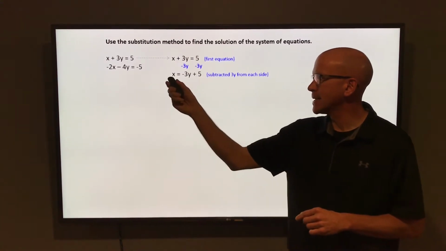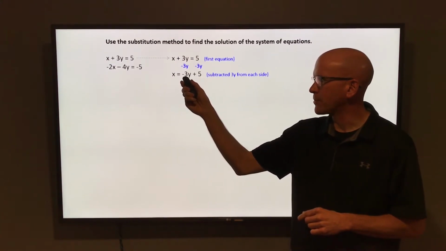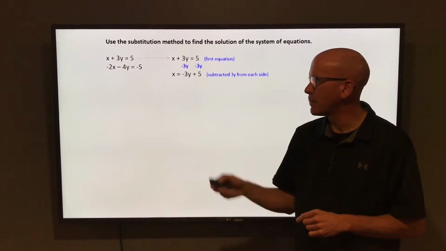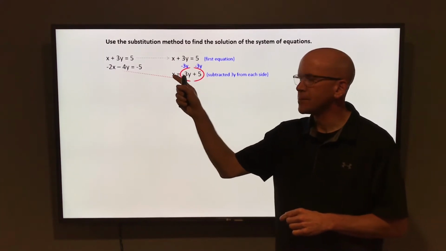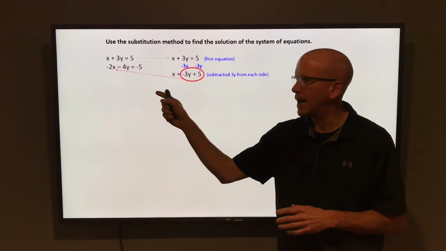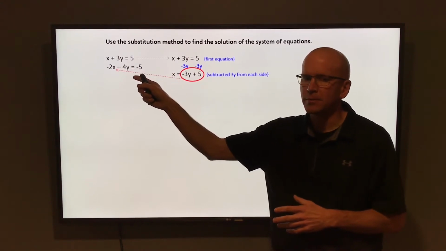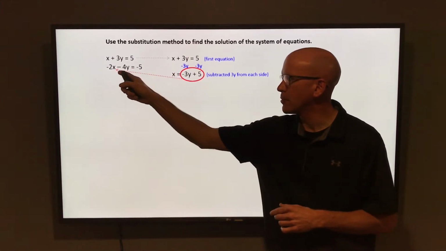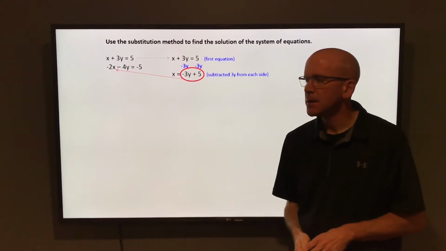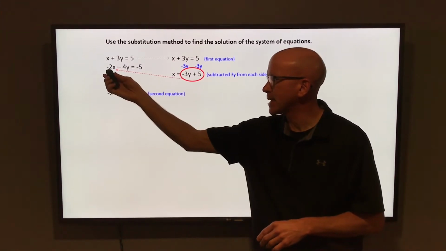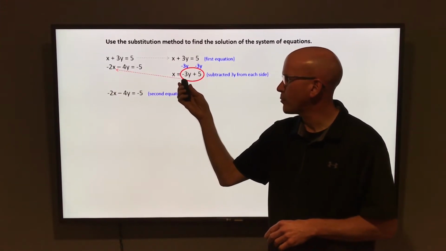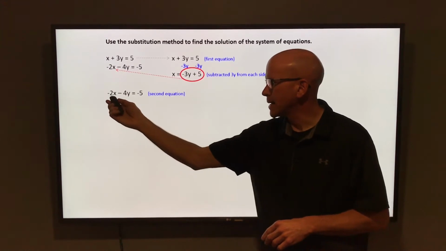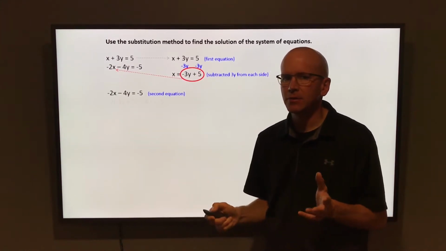So now that's saying that x is negative 3y plus 5. I'm going to take that negative 3y plus 5 and substitute that into the other equation, not the same equation. That would cause problems. I'm going to substitute that into the other equation for x. So I'm replacing the x in that second equation with this negative 3y plus 5. So I'm taking out the x, not the negative 2x, just the x.